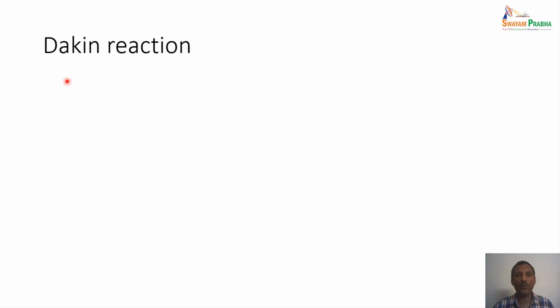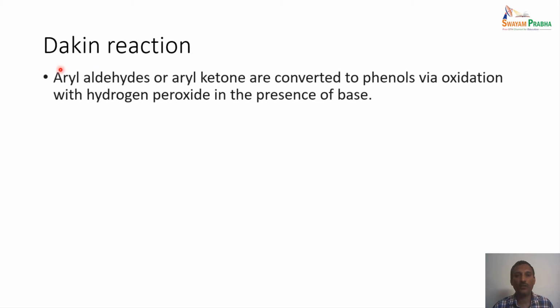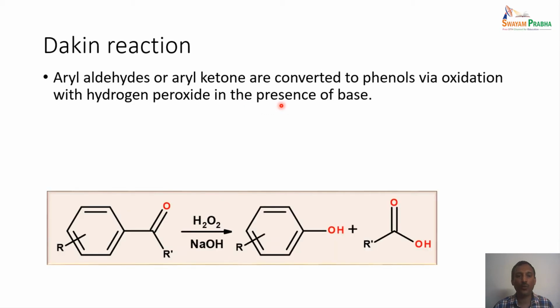And next we move on to the Dakin reaction. In this particular reaction, aryl aldehydes or aryl ketones are converted to phenols via oxidation with hydrogen peroxide in the presence of a base. If we look at the overall reaction, we have a carbonyl compound. The R prime can be hydrogen or it can also be an alkyl group. If it is hydrogen, we talk about the aldehydes. If it is an alkyl group, then we talk about a ketone.